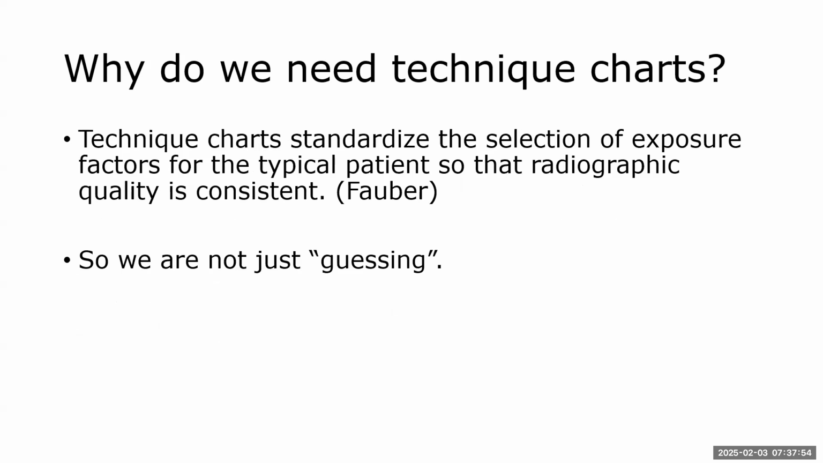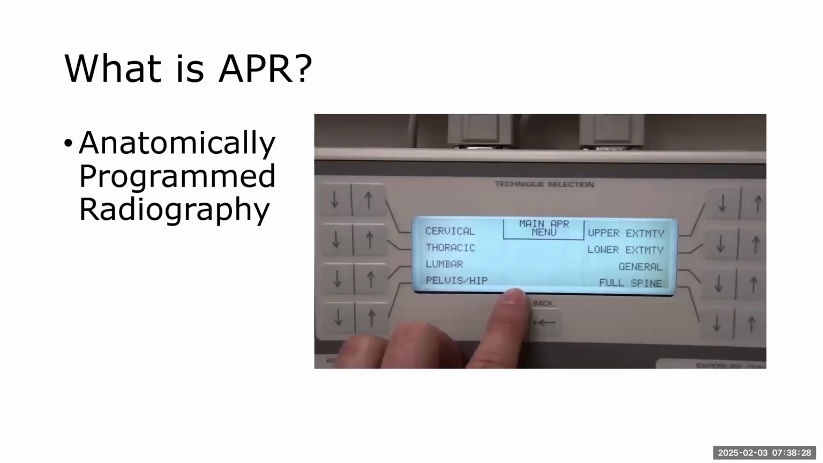So why do we need technique charts? Because it gives us a standard selection of factors for a typical patient so that quality is consistent. So when we say typical, that's very subjective. So you're going to sort of learn what you feel like is typical, meaning size-wise, like you'll know what normal or medium or small or large is to you, and then you'll use that to make your adjustments to your technique. We don't need to just be guessing, right? For one reason, we'll see in a couple slides, is because DHEC requires technique charts.